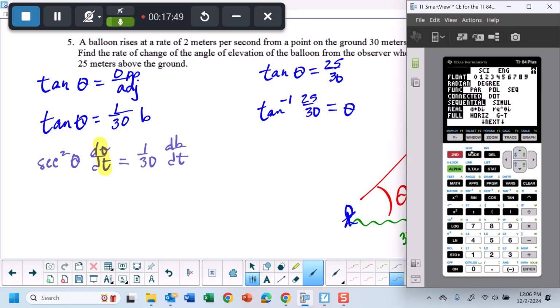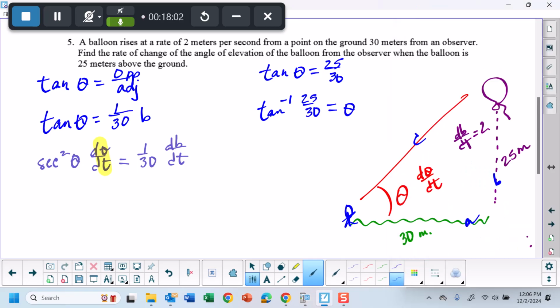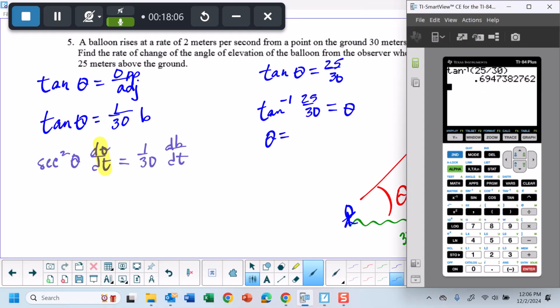So you're going to go and use your inverse tangent function. Hey, calculator, tell me the inverse tangent of this ratio between opposite and adjacent. And it tells us that that theta value was equal to what? 0.6947.